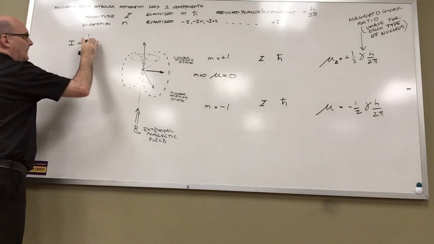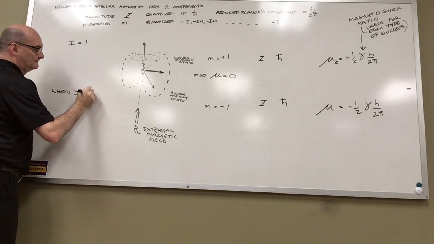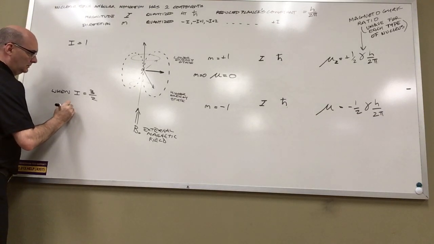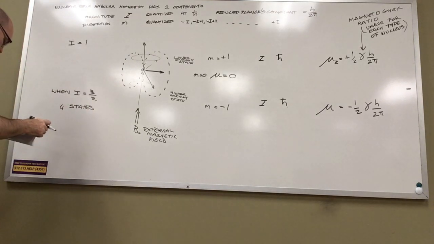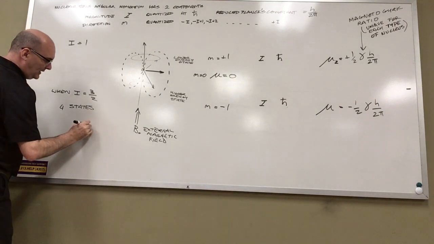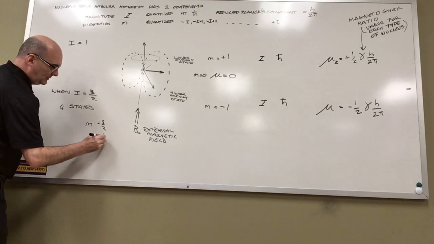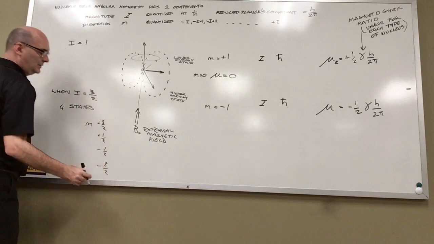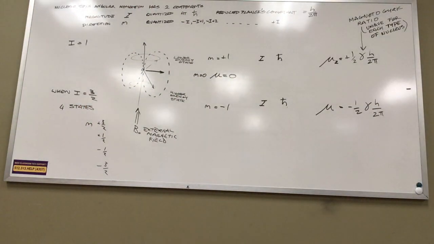If we had 3 over 2, then we get 4 states. And I have values of m that are plus 3 over 2, plus a half, minus a half, and minus 3 over 2. Our really useful stuff, though, is going to be in the world of the spin half.